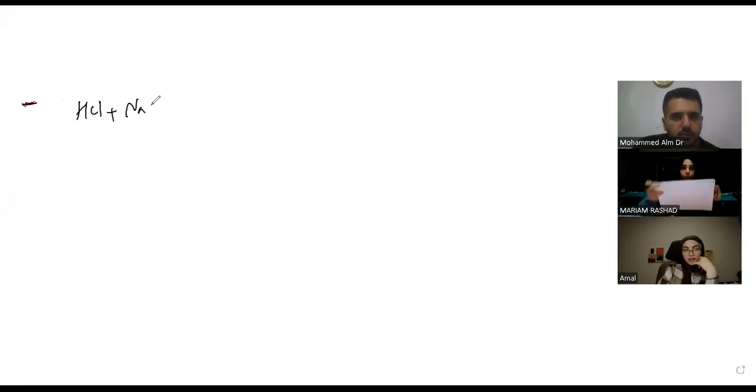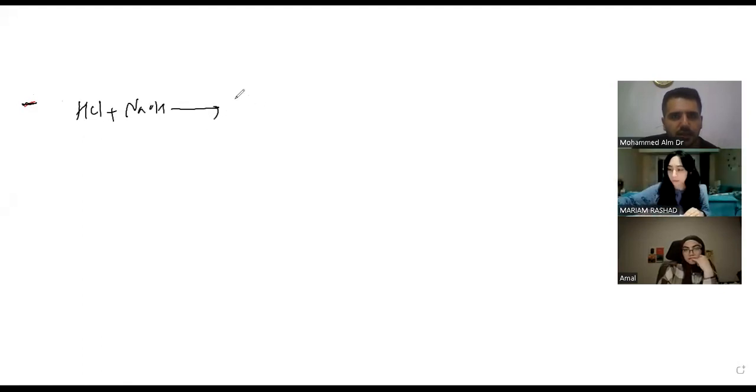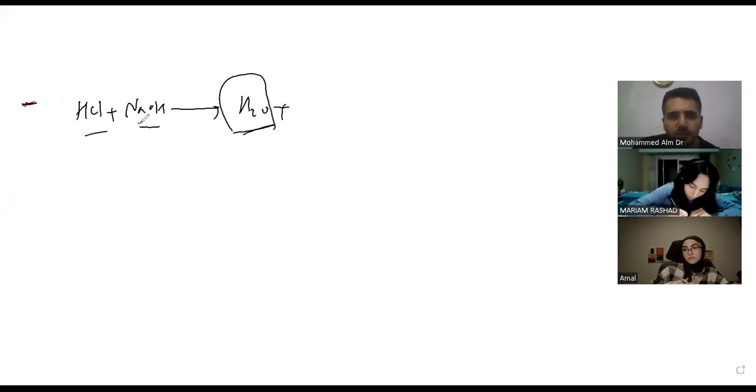Acid-base neutralization reaction. So, guys, it is the enthalpy change when 1 mole of water is made from the reaction between acid and base. We have 1 mole of water made from the reaction between acid and base.